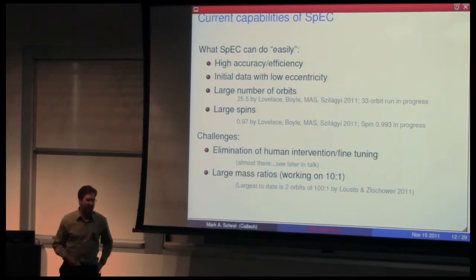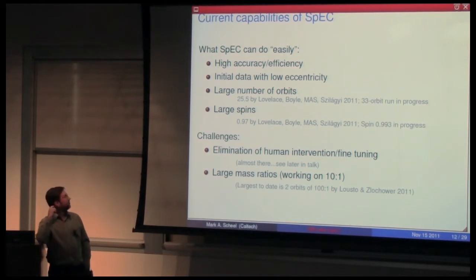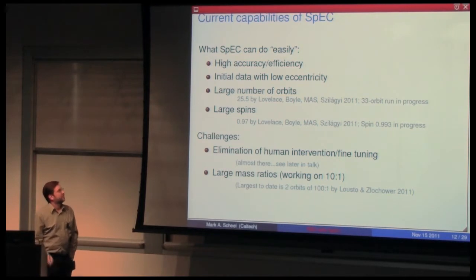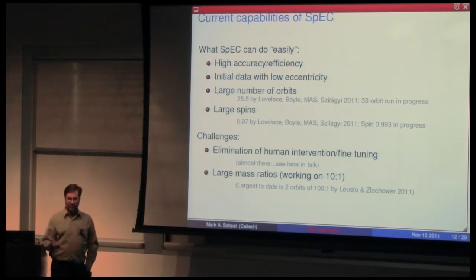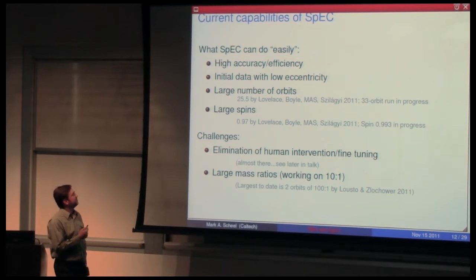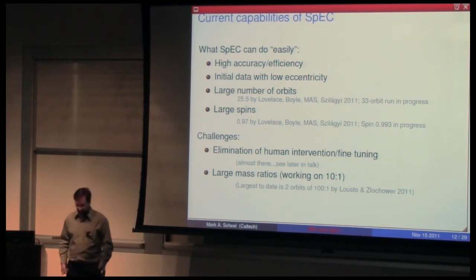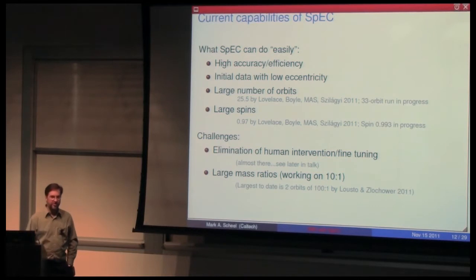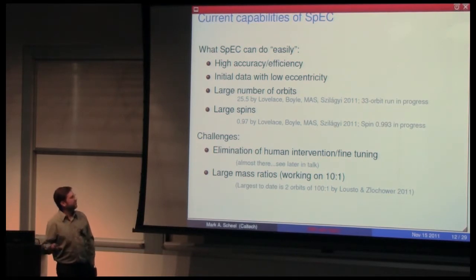Okay. So what are the current capabilities of SpEC? I want to mention a few things that SpEC can do easily, and I put easily in quotes because none of this is easy. I guess what I mean by easily in quotes is relative to codes that use other methods. So one thing is the high accuracy and efficiency, and that's because of the use of spectral methods. I already mentioned that a little bit. Another thing that we can do easily is produce initial data with very low eccentricity, and this is by using an iterative procedure that was invented by Harold Pfeiffer and others.